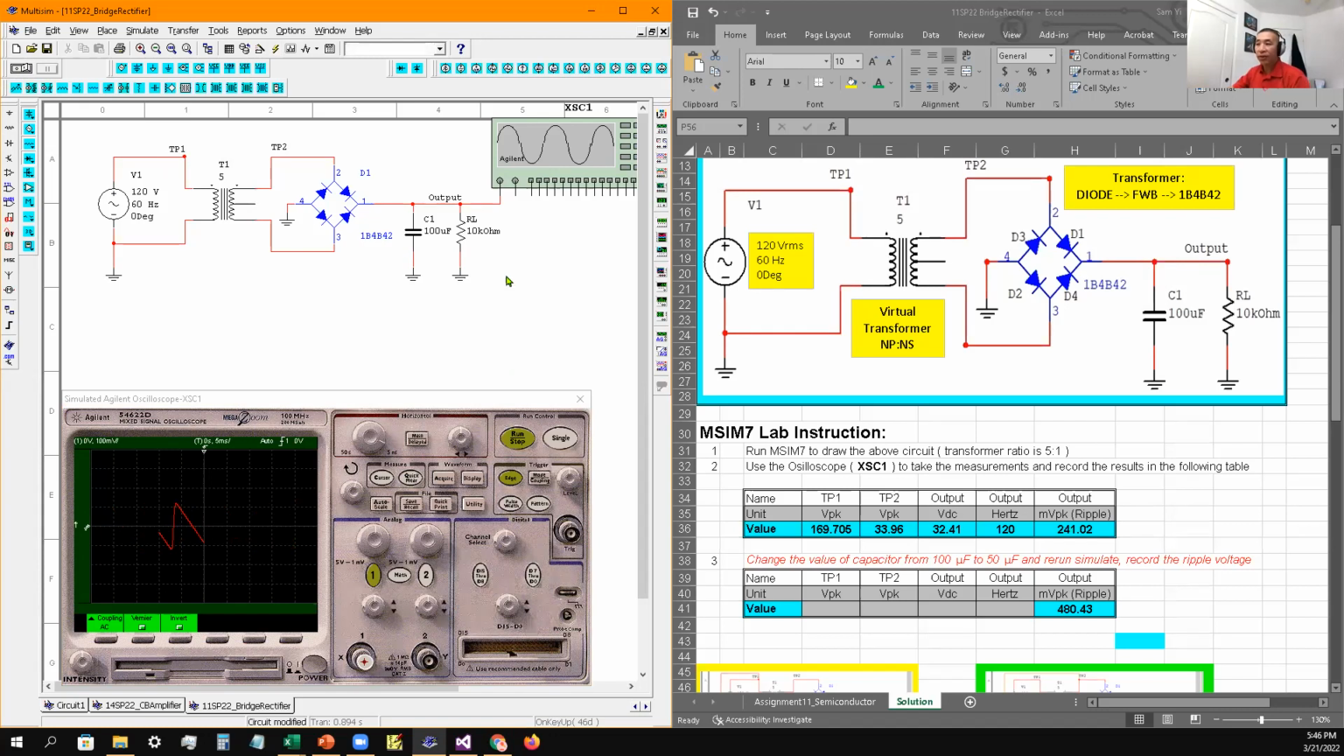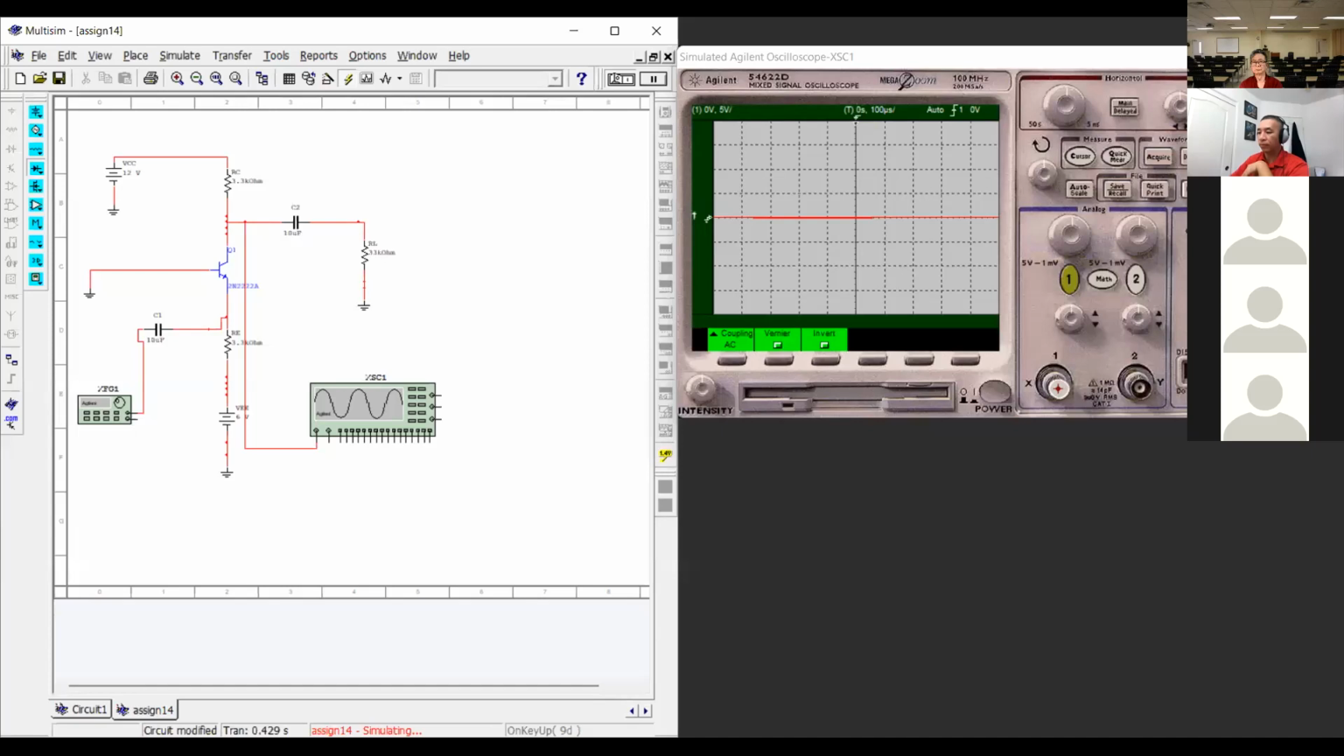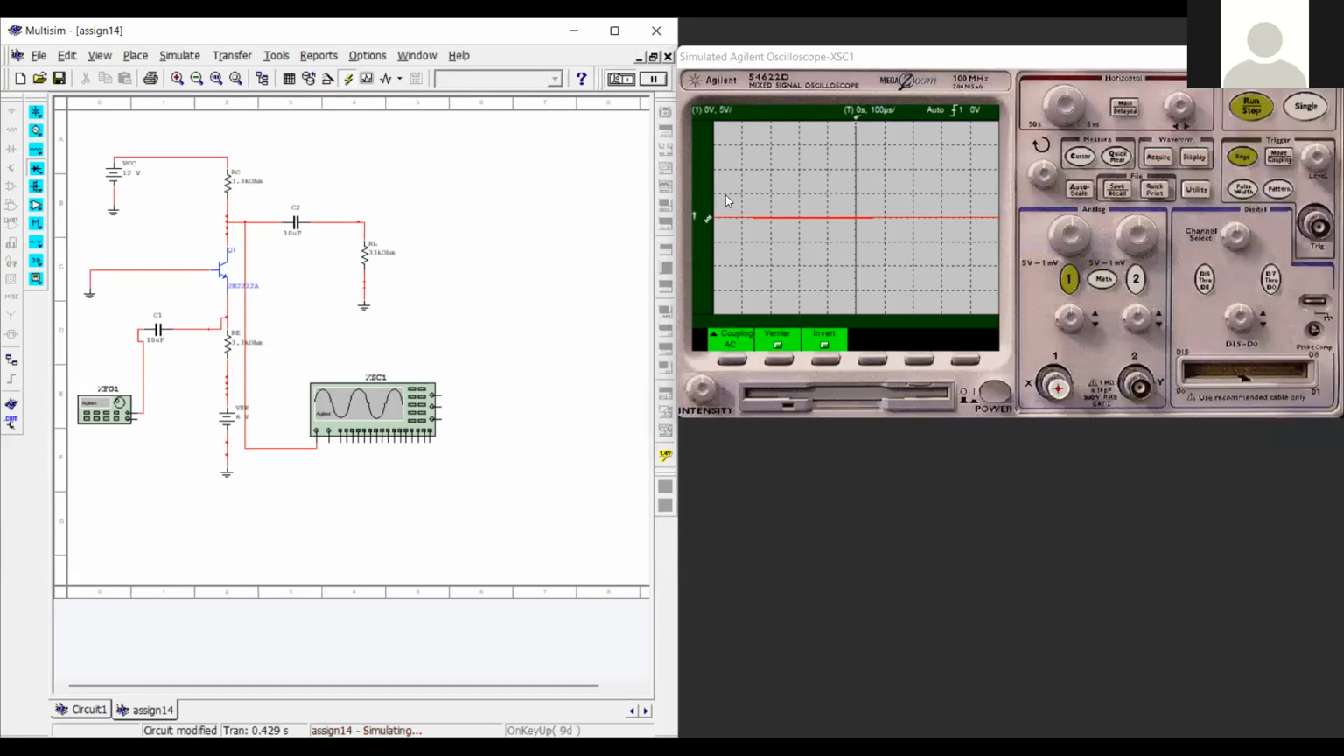Okay, any other questions? Sam, can I share my screen to show you where I'm at with assignment 12 or 14? Okay, go ahead, Nicholas. Okay, can you see it? Yes, I can see it.